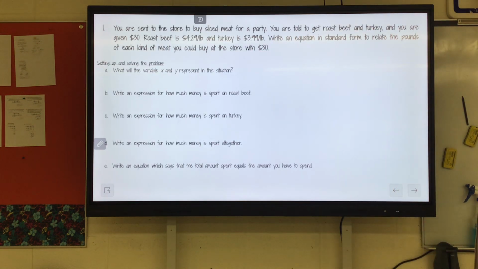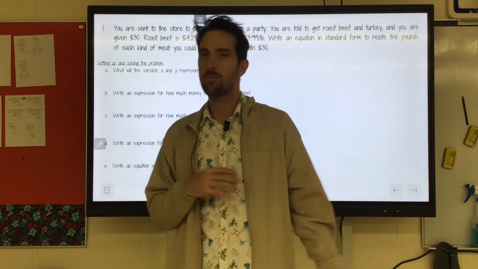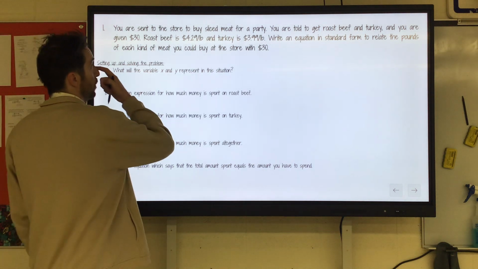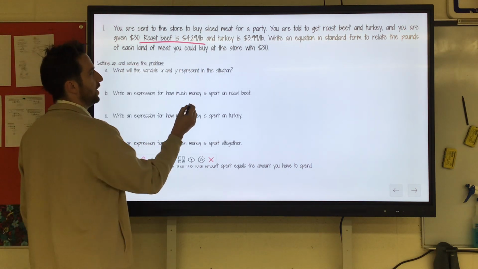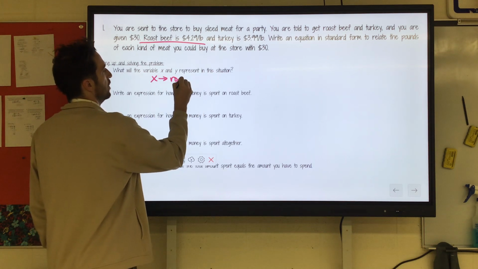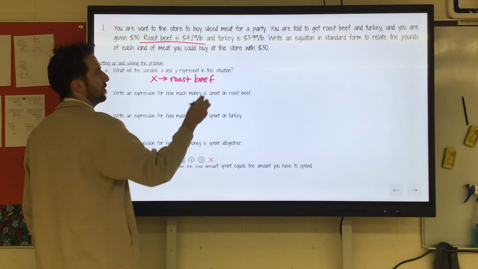What will the variable x and y represent in this situation? Now, you could assign either one to either of the things. But let's say, since roast beef was the first thing they told us, we'll say roast beef is x. And then we'll call turkey y.